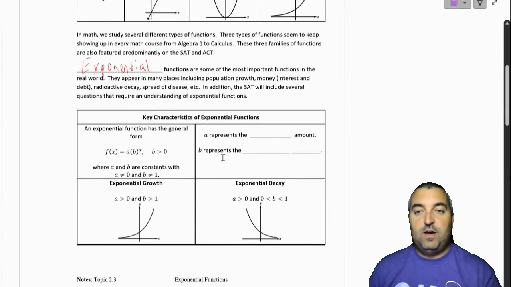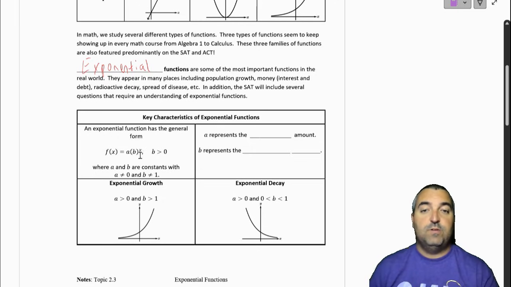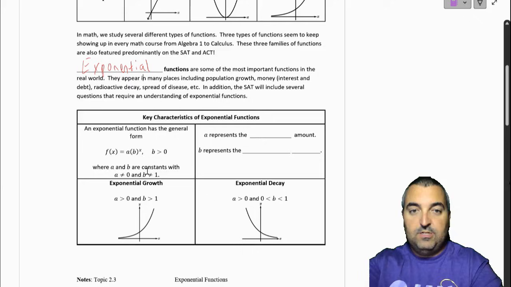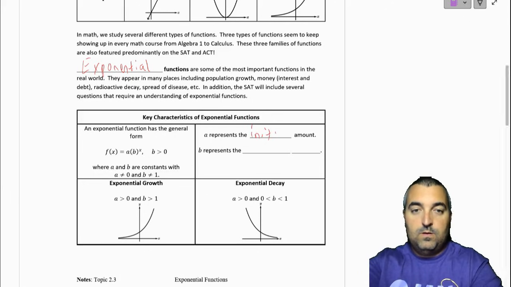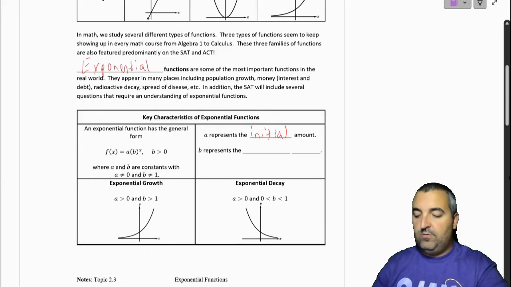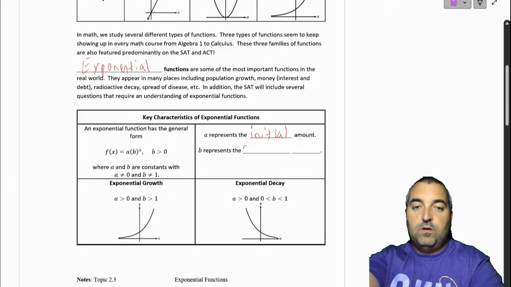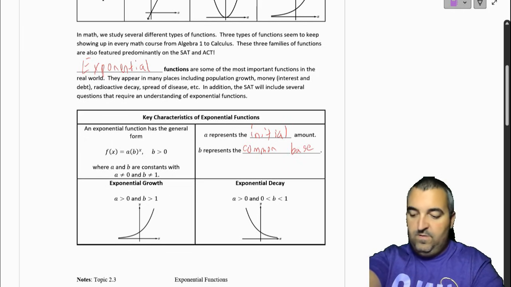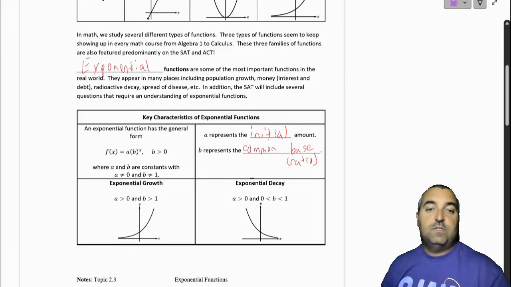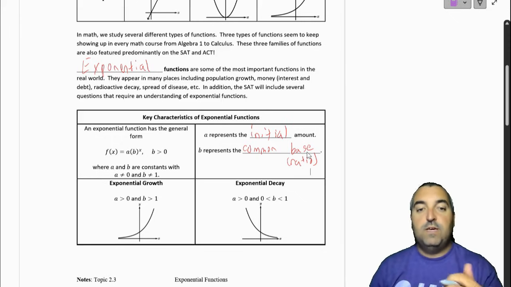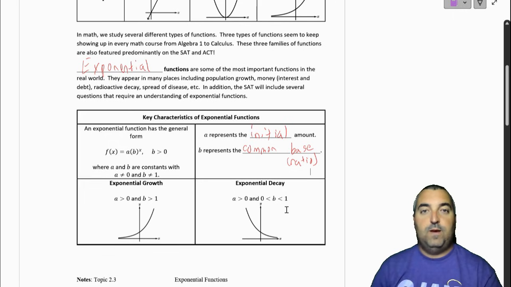So a few things. General format is f of x equals a times b to the x. A represents the initial, so what we start at 0 time. And then b is what we call the common base, or what we saw in the sequences, the ratio. So ratio and base will be interchanged either way. Okay.